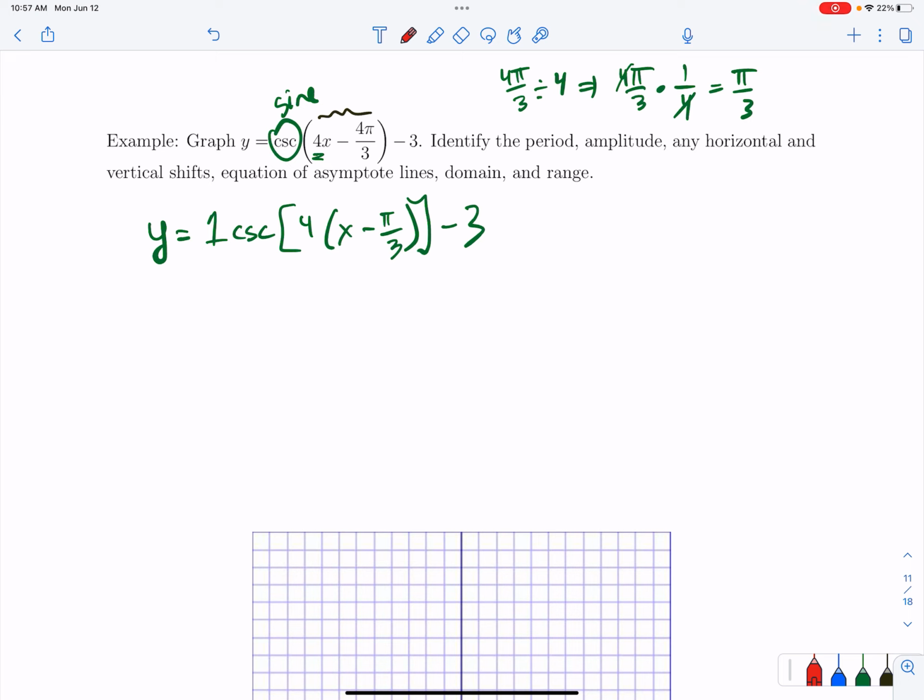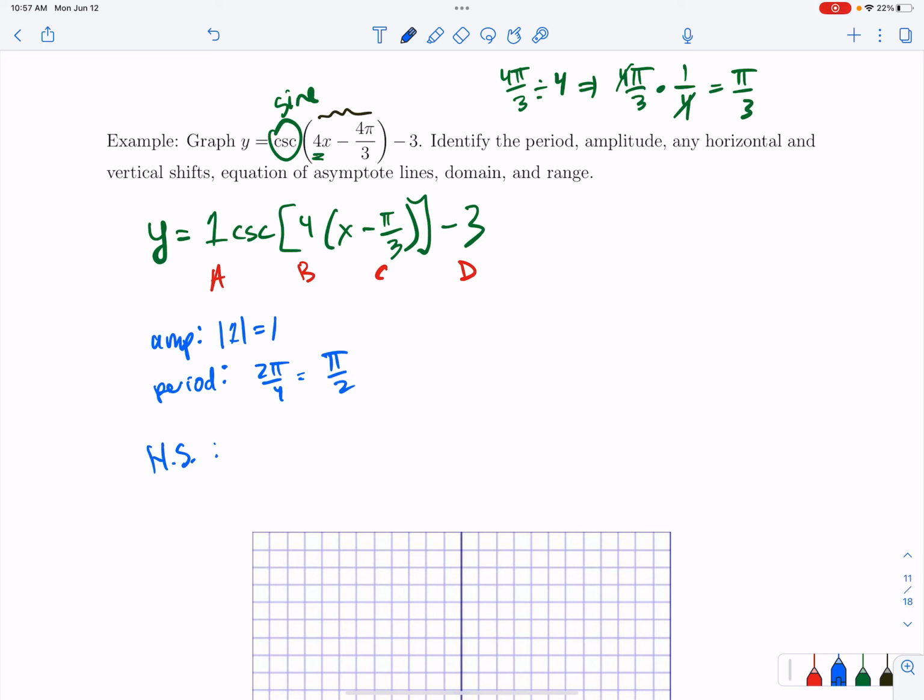All right, so I can identify the A, B, C, and D values, and that gives me a map to find all the information for the graph. So the amplitude is the absolute value of A, so it's just 1. The period length is 2 pi over B, so pi over 2. For the horizontal shift, we're going right pi over 3 units. And then for the vertical shift, we're going down 3.